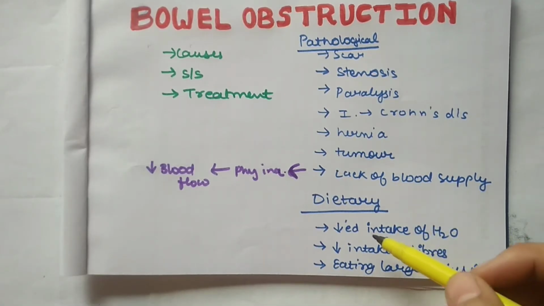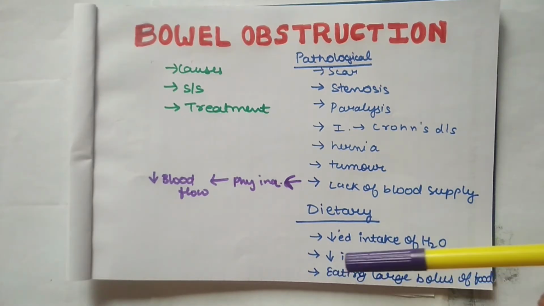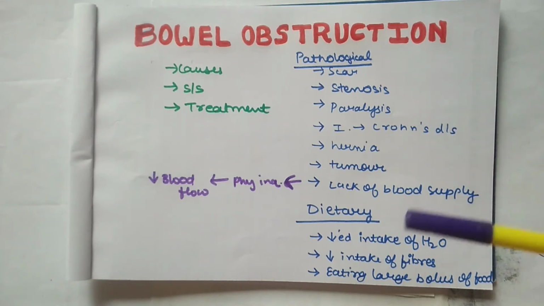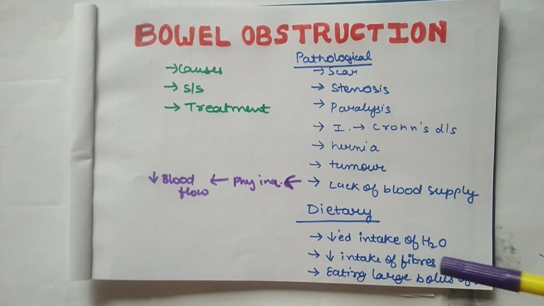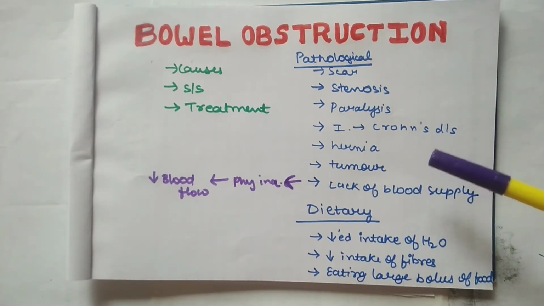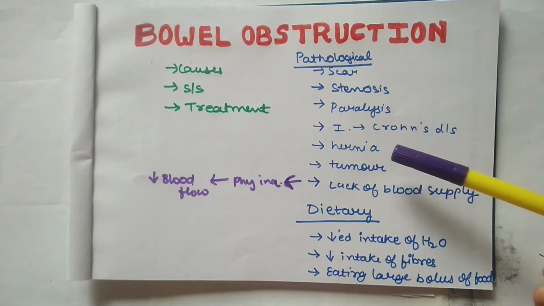Then comes dietary, that is when intake of H2O is decreased, or water also helps in flushing out obstructed materials, and also increases peristalsis, and when intake of fiber in diet is decreased. So it is also a major cause for bowel obstruction or constipation. Third one is eating a large bolus of food. Some people eat large bites of food and do not chew it properly, due to which it needs more time than normal to digest it, and people suffer from constipation.